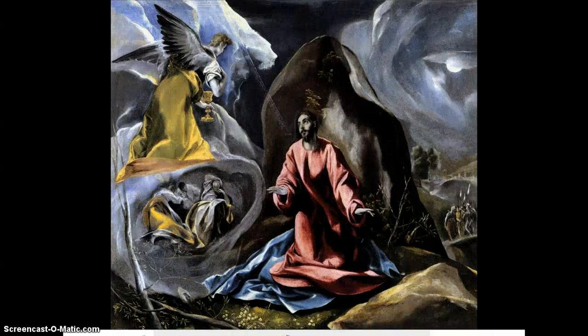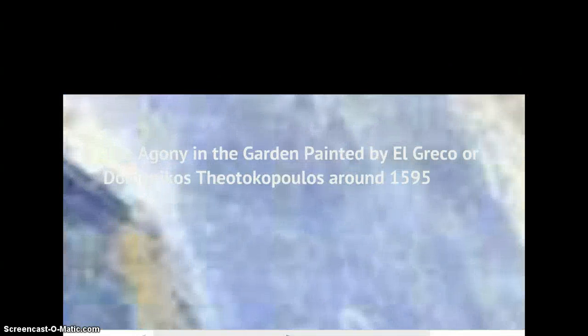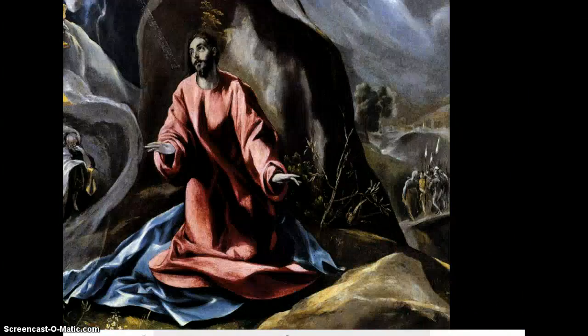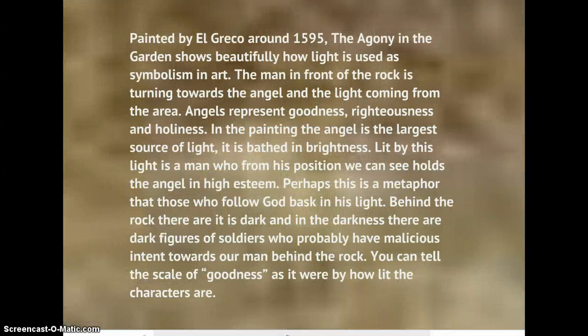This painting is called The Agony in the Garden by El Greco, and this painting really illustrates the different representations of light and darkness, and as they connect metaphorically to different stories and plot lines.